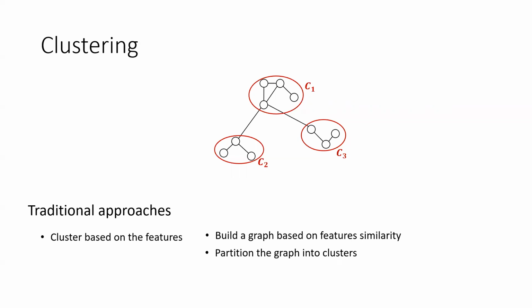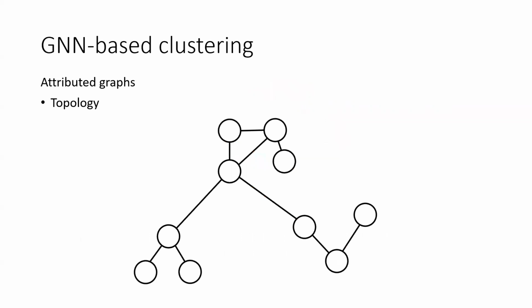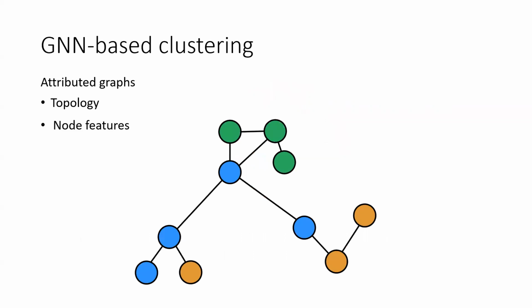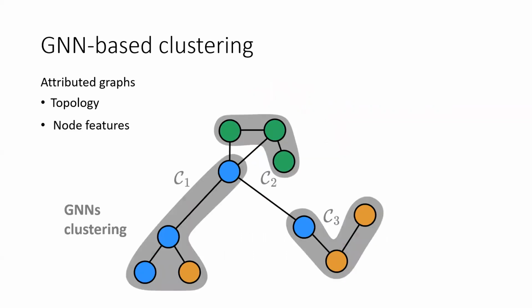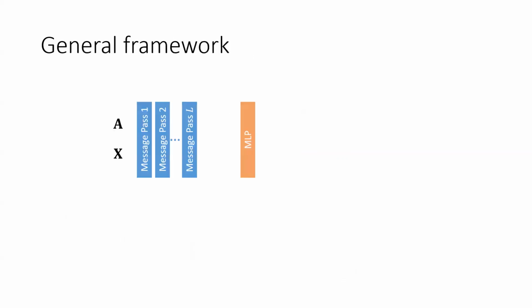But what happens if the graph is given in addition to the node features and it carries additional information? In this case, we talk of attributed graphs, where the topology and the vertex features can carry different information. Methods for clustering based on graph neural networks are able to account for both the topology and the node features when computing the clusters. This gives them more flexibility compared to traditional clustering methods.